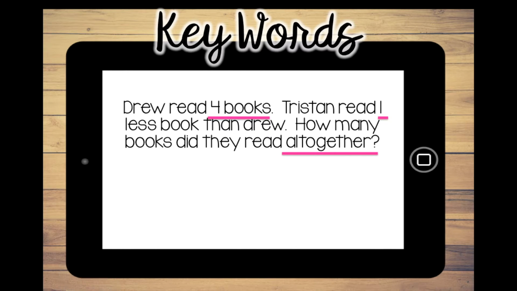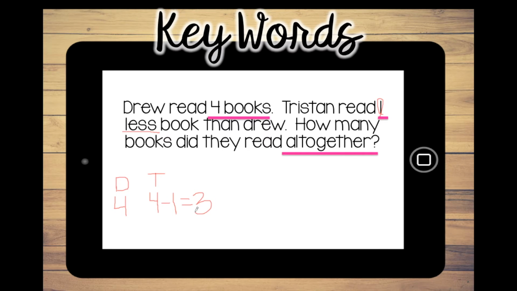Alright, let's try it all together. Drew read 4 books. So I'm going to write a D for Drew. I'm going to put a 4 under it because we know Drew read 4 books. Tristan read 1 less book. Less means to subtract. We learned that in our keyword segment. Tristan read 1 less book than Drew. So we have to take Drew's books, which is 4, and subtract them by 1 because Tristan read 1 less. So we have Drew with 4 books and Tristan with 4 minus 1, which gives us 3.